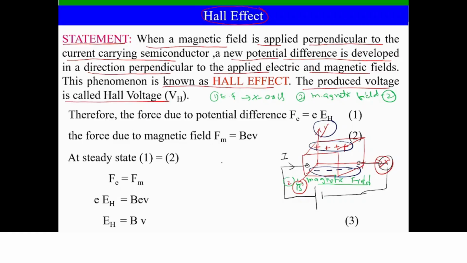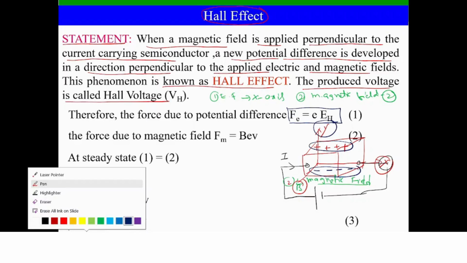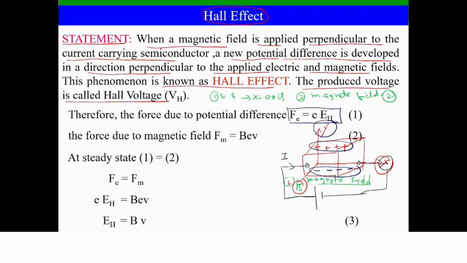Now due to the Hall voltage, we will observe the Hall potential difference that can be written in the form of Fe equal to e into EH. This is the applied electric force due to the Hall voltage. So Fe is equal to small e into EH. In that expression, small e is the charge of the electron or charge of the charge carrier, and EH is the produced Hall electric field.